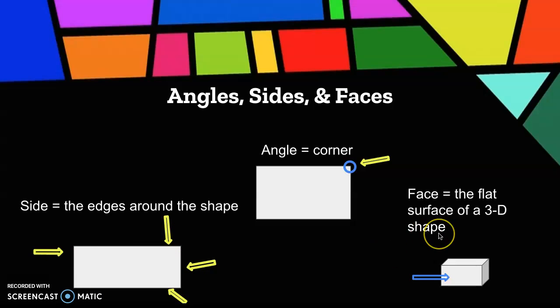And a face, that's the flat surface of a 3D shape. So this 3D shape over here has an arrow pointing to one of its faces. And you can see that the face kind of looks like the 2D shape of this rectangle over here.